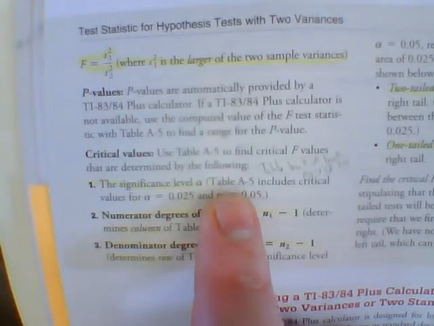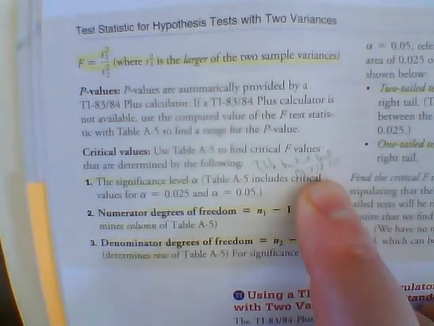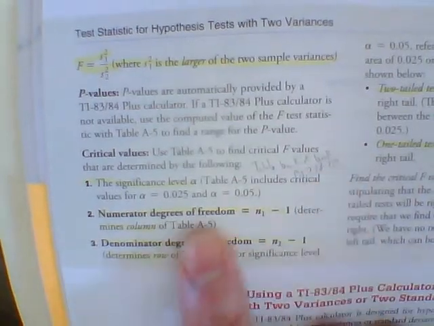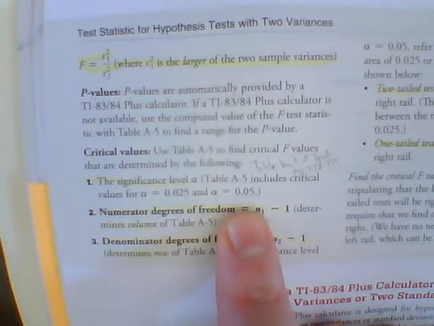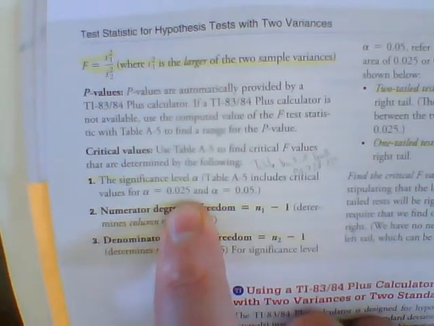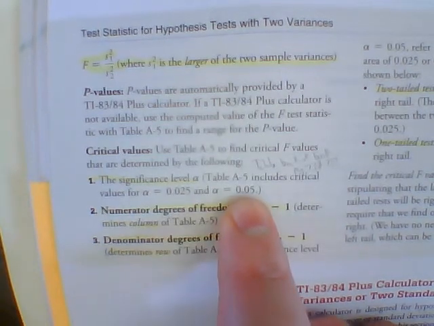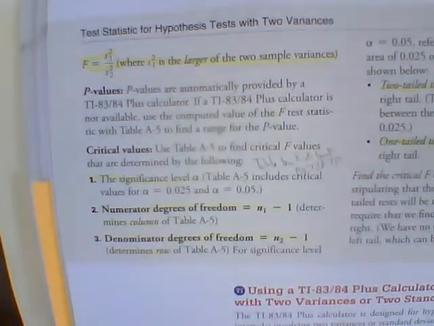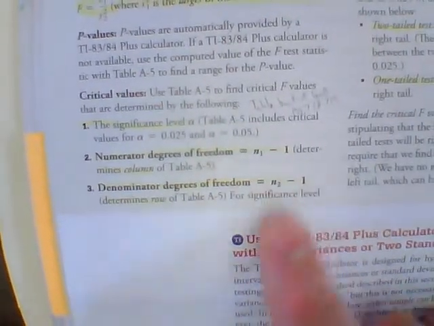There's a table in the back of the book, A5, on pages 738 and 739. Once again, it only covers two types of alphas in here, our significance levels of 0.025 or 0.05, for the two-tailed portion of it. Do realize that then we have our degrees of freedom.